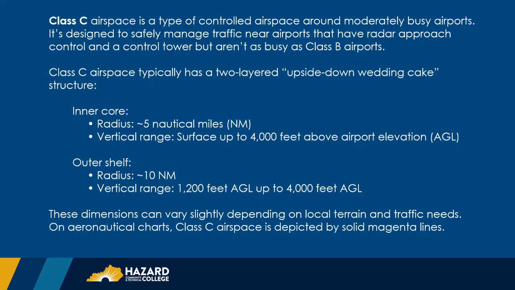Inner core and outer shelf. The inner is going to be 5 nautical miles, vertical range up to 4,000 feet above airport elevation, and the radius for the outer shelf is 10 nautical miles, vertical range of 1,200 feet above ground level, up to 4,000 feet above ground level. These dimensions can vary slightly depending on local terrain and traffic needs. On aeronautical charts, Class C airspace is depicted by solid magenta lines.